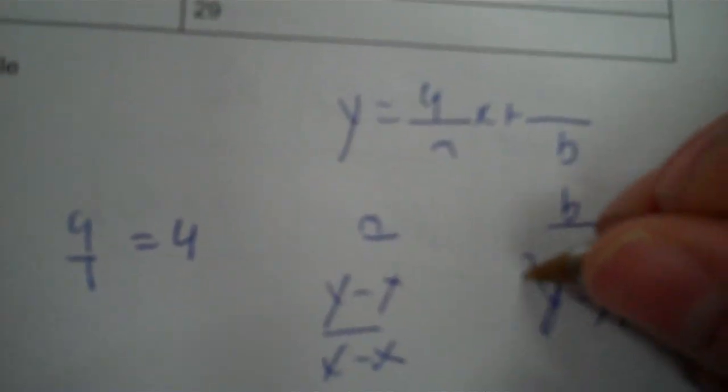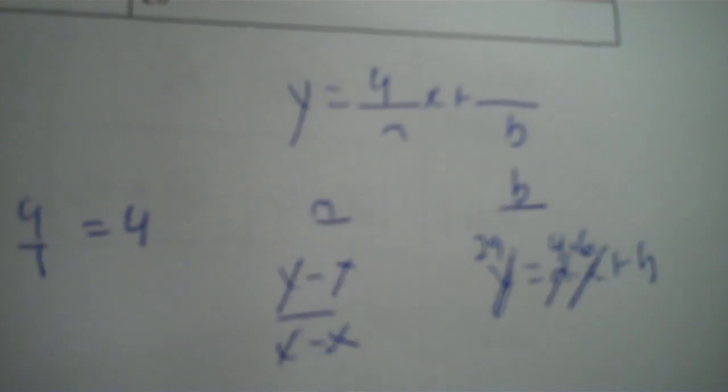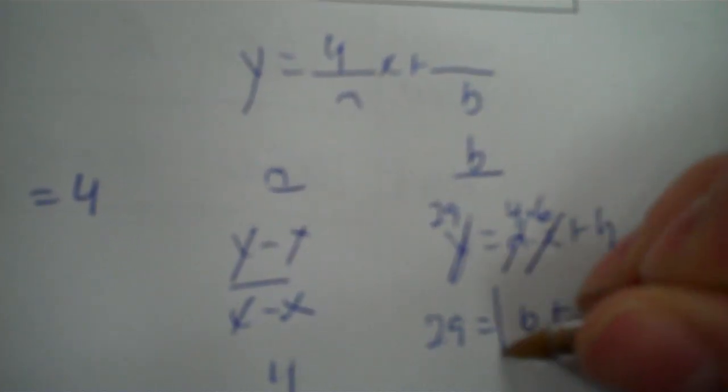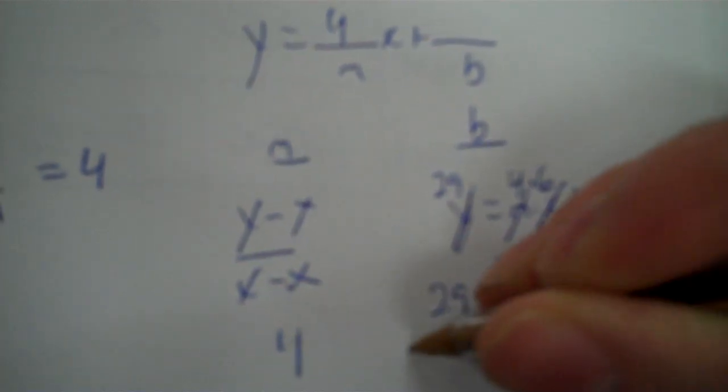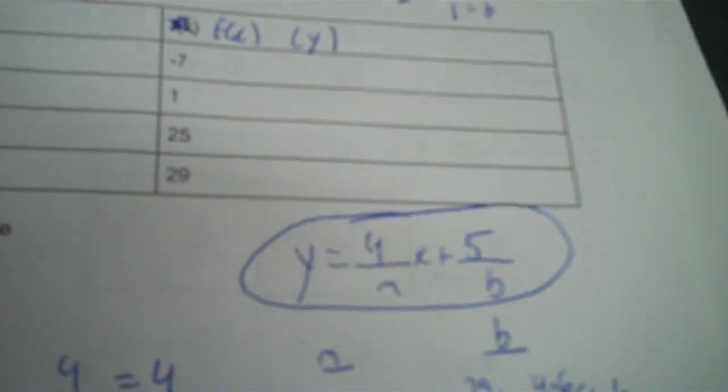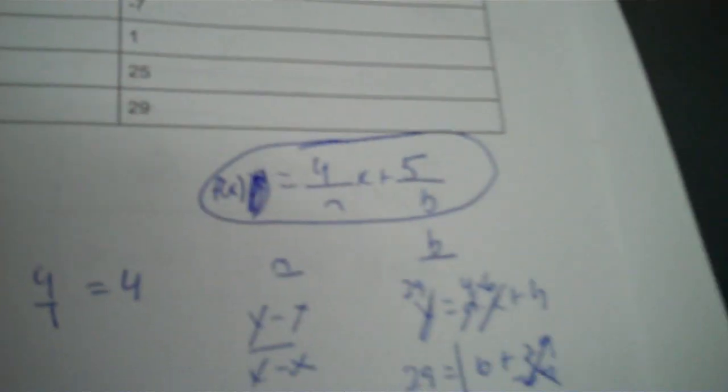Okay, so m is 4. And I'll pick 29 and 6 this time. 29 is y. 6 is x. So b plus 24. Then you subtract 24. And 5 is equal to b. Now cross out the y and replace it with the f of x, the function notation. Same thing. Okay, next one.